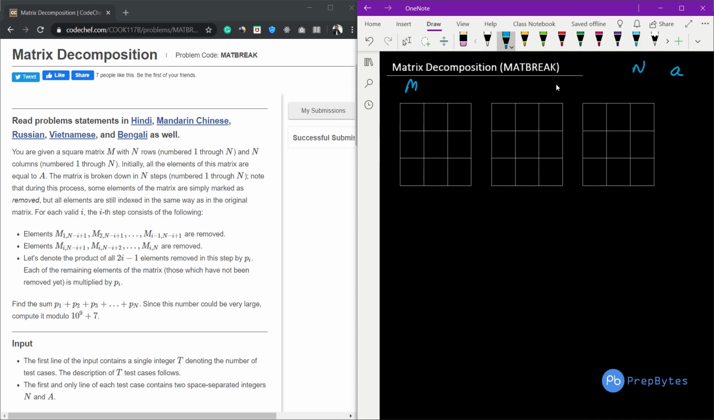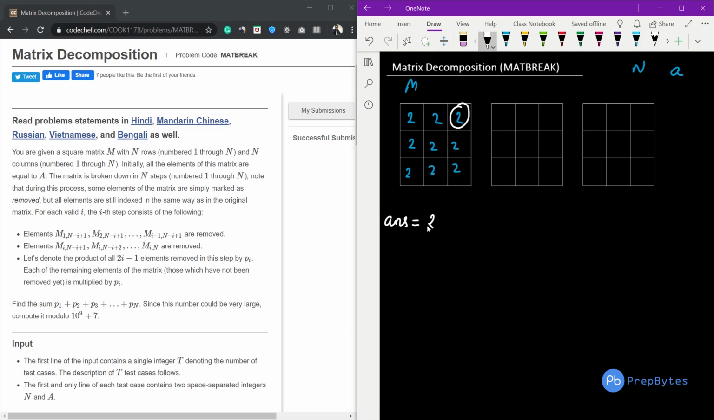So for example, if n value is 3 and a value is 2, currently all the elements in the matrix are 2. Now they have given us the steps that you have to perform for i equals 1 to n, this many steps. You have to select the 1 comma 3 element, remove it, and add it into our final answer.